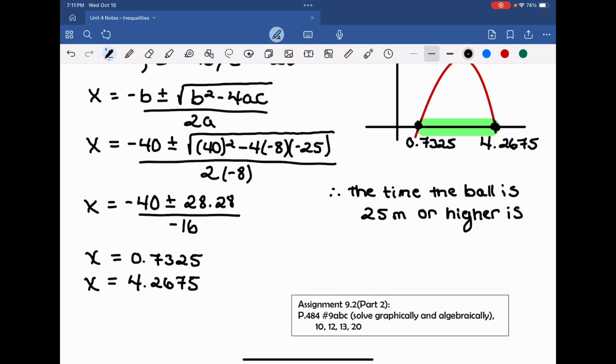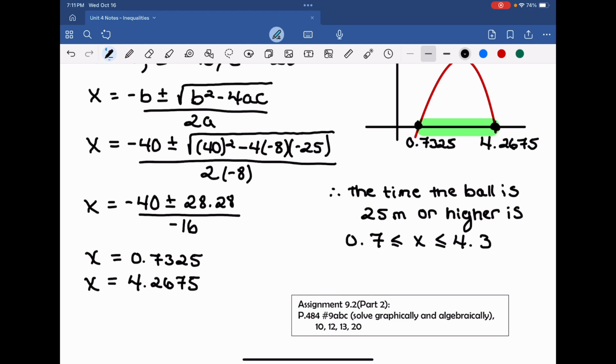is from a lower bound of 0.7325 and then between the 4.2675. Now, they said to the nearest tenth, right? So I should be answering this to the nearest tenth, which I'll do. For the first one, it's going to be 0.7. For the second one, it will be 4.3.